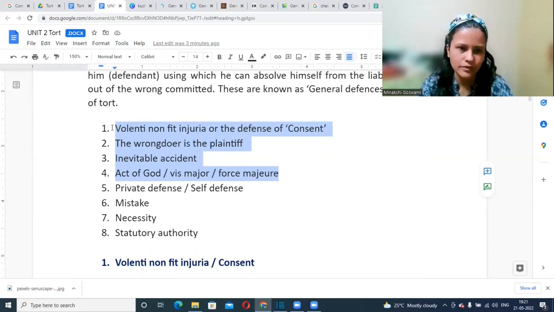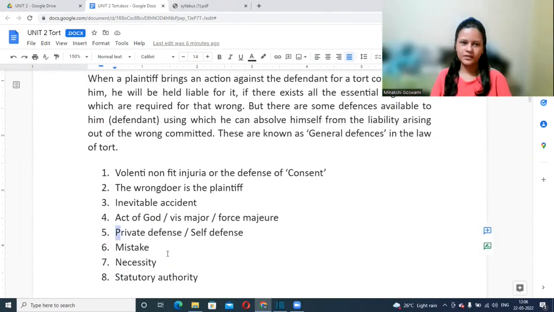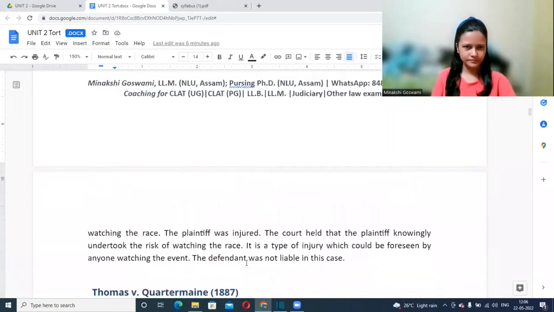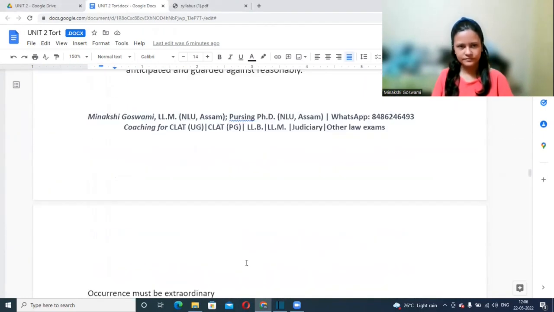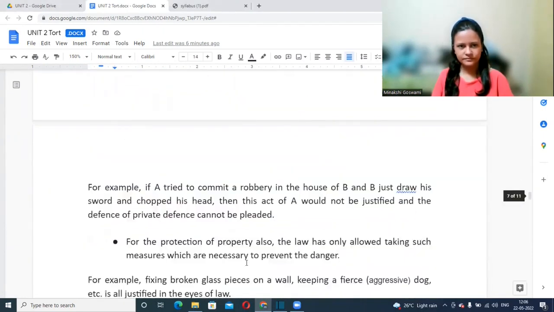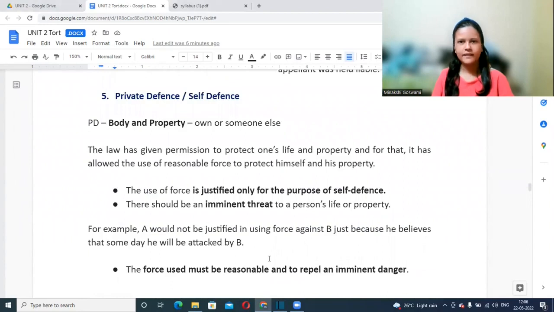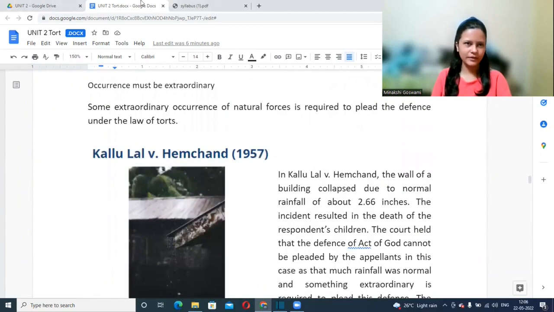Okay, so these were the first 4 defenses which you can claim. Same way, we have 4 more. So now we have 4 more general defenses which are applicable in case of tort. Yes, ma'am. So private defense or self-defense, what is this defense all about?